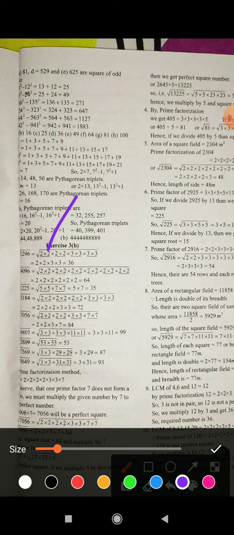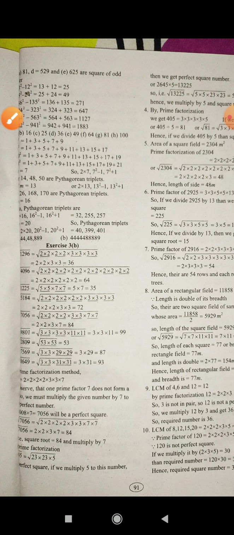Next is 4096. Like this, find the factors and then pair them. Then we write one number from each pair and multiply. So we get 64. So the square root of 4096 is 64. Like this, do all the numbers. Okay, next question number 2.